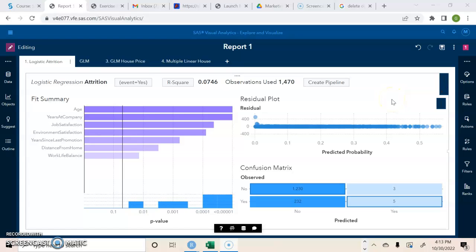My name is Jeannie Morris, and this is my Exercise 7 presentation. We were asked to use the employee attrition dataset and build a logistic regression model to predict employee attrition.